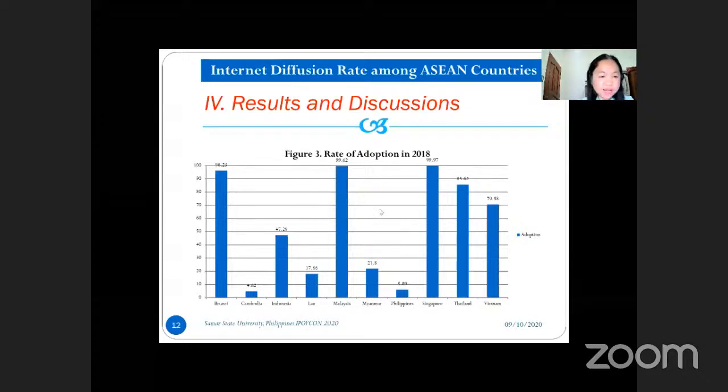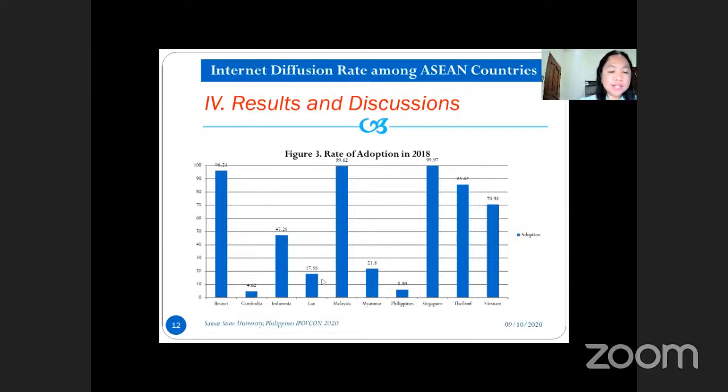Next is the rate of adoption in 2018. As shown in Figure 3, the country that has the highest rate of internet adoption was still Singapore with 99.97%, followed by Malaysia, Brunei, Thailand, Vietnam, and Indonesia. Other countries such as Myanmar, Laos, and the Philippines have lower rates of internet adoption, and finally, Cambodia with 4.62% internet adoption in 2018.